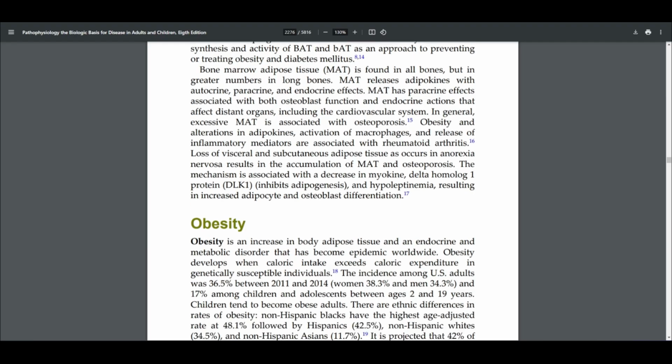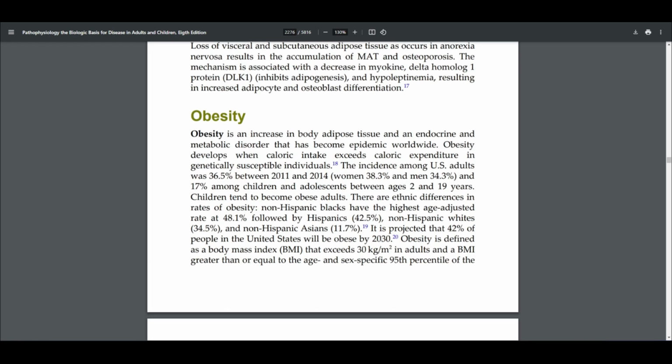Loss of visceral and subcutaneous adipose tissue, as occurs in anorexia nervosa, results in the accumulation of MAT and osteoporosis. The mechanism is associated with a decrease in the myokine delta-like homolog 1 protein, or DLK1, which inhibits adipogenesis, and hypoleptinemia, resulting in increased adipocyte and osteoblast differentiation.